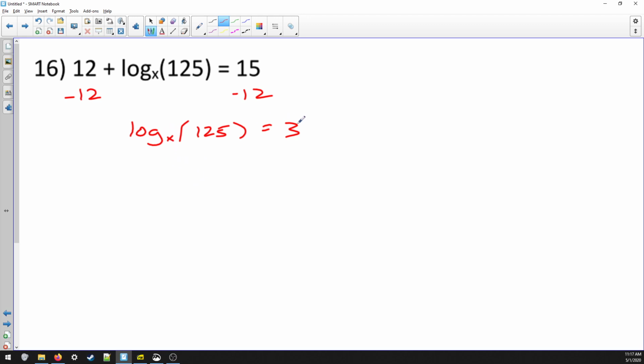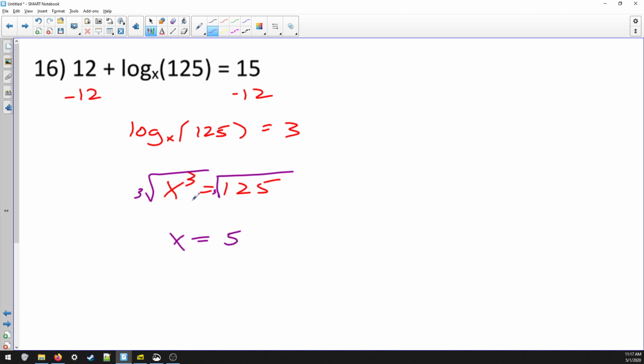This is base of x, exponent of 3, so that's x to the third is equal to 125. Okay, couple ways that you can solve this. First one is that you can just cube root. If I want to, I can get rid of a cube by using the cube root. Okay, we saw that in the radicals chapter. And that would make x equal to, well, 5 times 5 times 5 makes 125, so this is going to be 5.